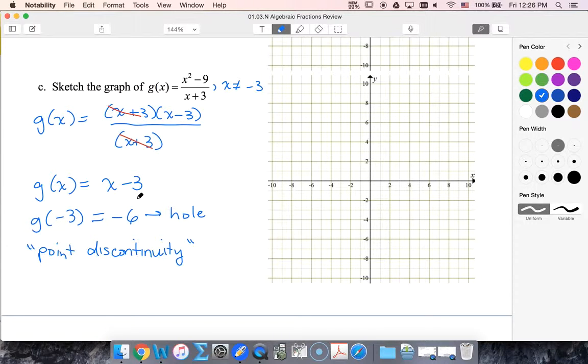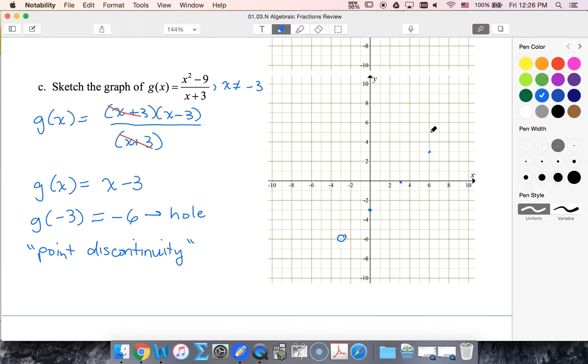So if I think about graphing the line x minus 3, well, I know that I've got a y-intercept of negative 3 and a slope of 1, so I could keep finding points that make this true, over 3 up 3. And then I could draw my line, but at x equals negative 3 and y equals negative 6, I have a point discontinuity. So I'm going to draw in my line.